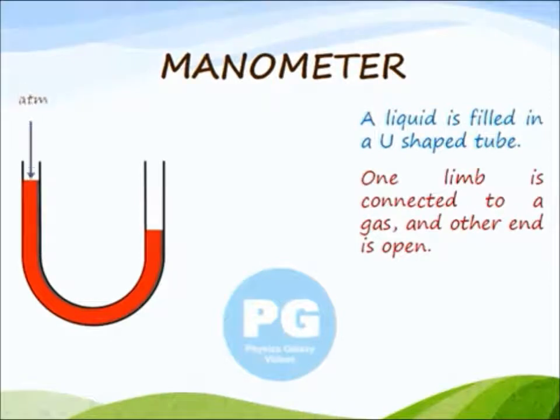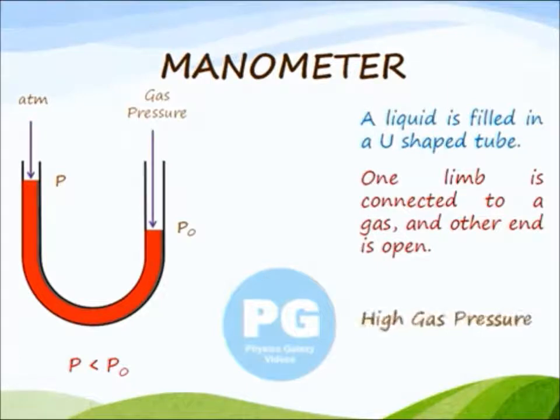In this situation, as you can see, one limb is exposed to the atmosphere, the other connected to gas pressure. Again we denote atmospheric pressure as P and gas pressure as P0. And as we can see here, there is a level difference between these two. So we can say the pressure P0 is greater than the pressure P. And hence we can say the gas pressure is greater than the atmospheric pressure. That means this is a case of high gas pressure.